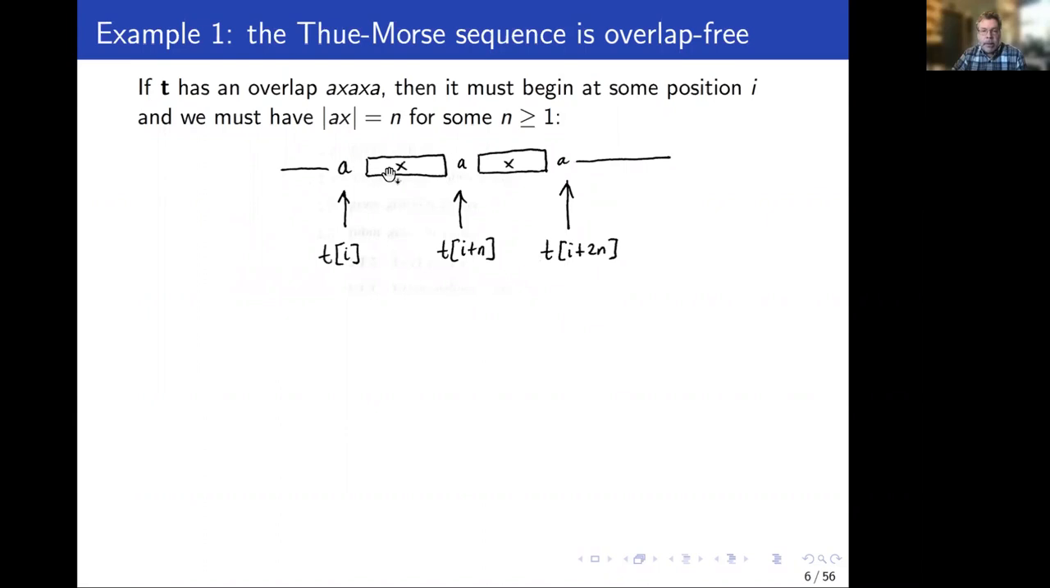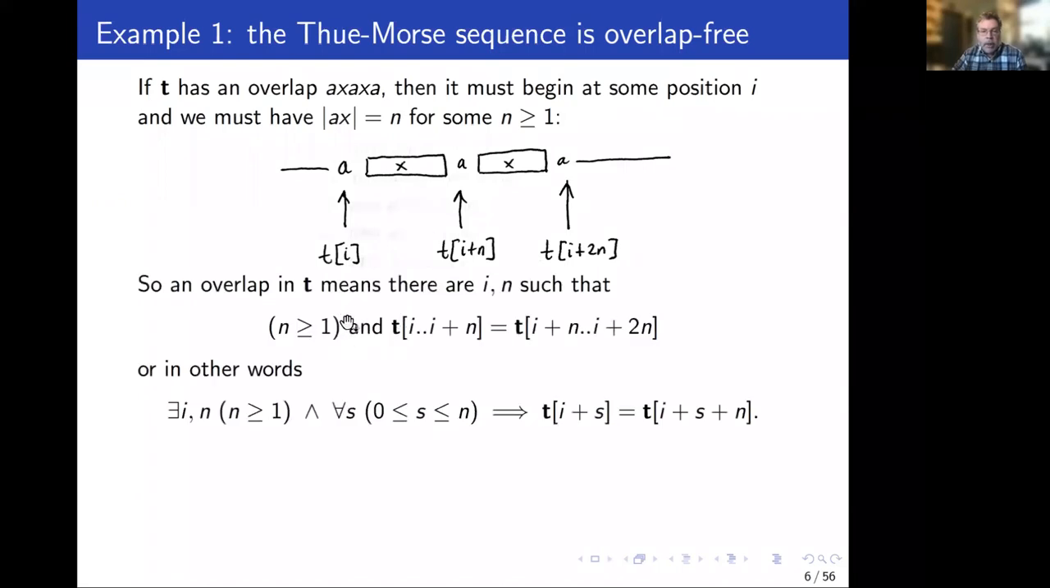So this says that this symbol in AXA is the same as this symbol. And if you look at this picture, what this means is there's some n, which is at least 1, because that's the length of AX. Remember, A is a single symbol and X is possibly empty, such that the block of symbols from positions I to I plus n is the same as the block of symbols from I plus n to I plus 2n. So the existence of an overlap is logically equivalent to this statement.